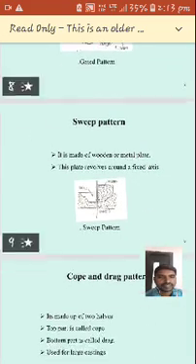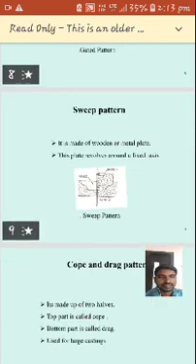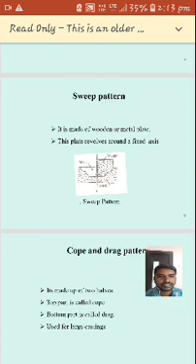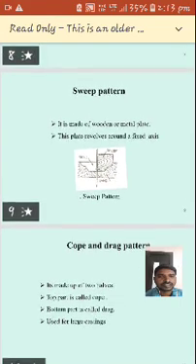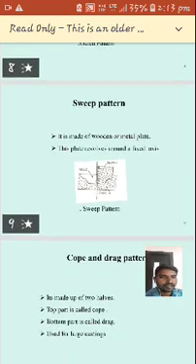A sweep pattern is made up of wood or metal plate. This plate revolves around a fixed axis. That is called a sweep pattern. It is made up of wood or metal plate.